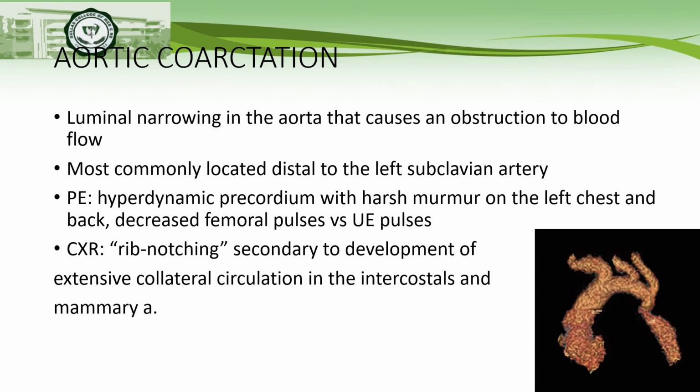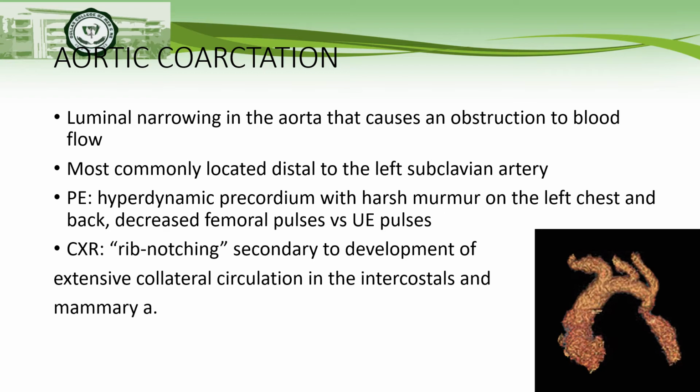Next, we have coarctation of the aorta. So this is defined as the luminal narrowing in the aorta that causes an obstruction to blood flow. So as seen in this picture, there is narrowing of the lumen. The narrowing is most commonly located distal to the left subclavian artery. Physical examination will demonstrate a hyperdynamic precordium with harsh murmur on the left chest and back, and also decreased femoral pulses as compared to the upper extremity pulses.